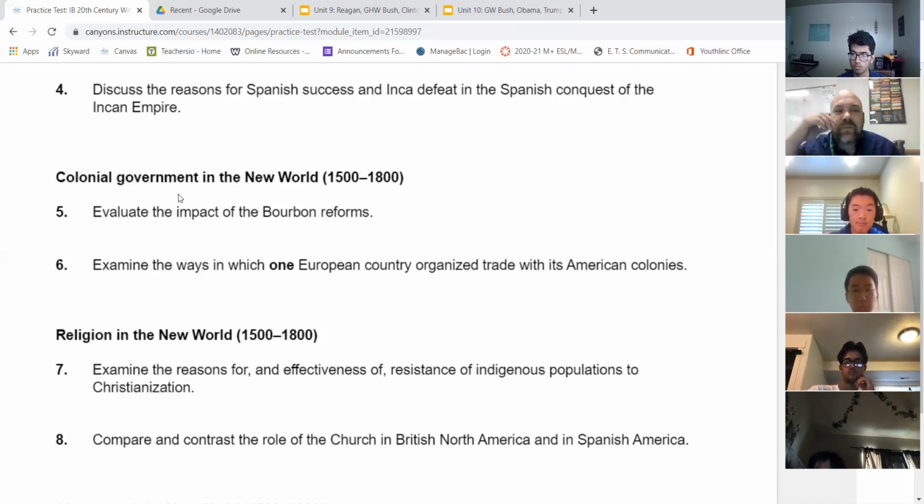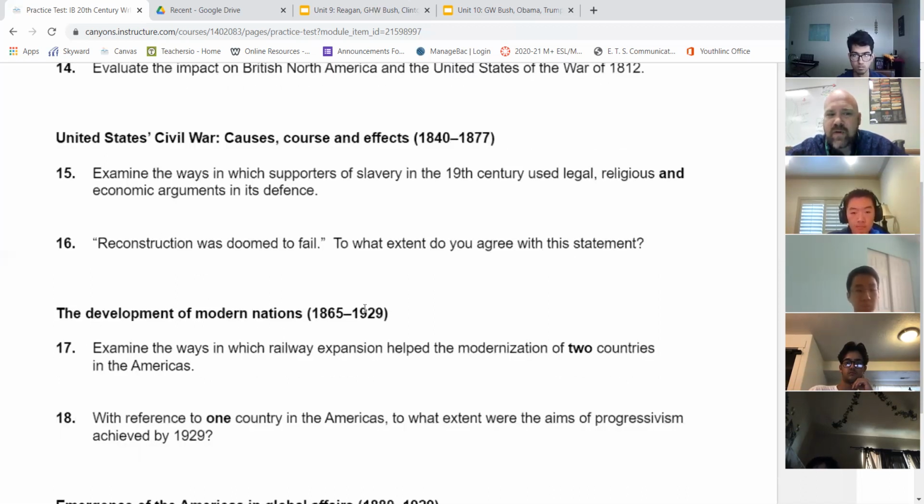Okay. So the categories are the same every year. The questions just change, right? So every year there's a religion in the New World. Every year there's a colonial government in the New World. Every year there's a development of modern nations. Those are the categories that IB defines, and they say every teacher needs to cover 3 categories, right? And then we just choose to teach you the AP US curriculum, which covers like 5 categories.